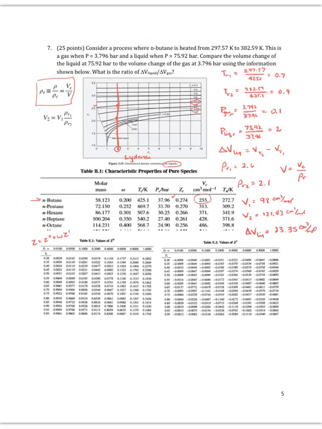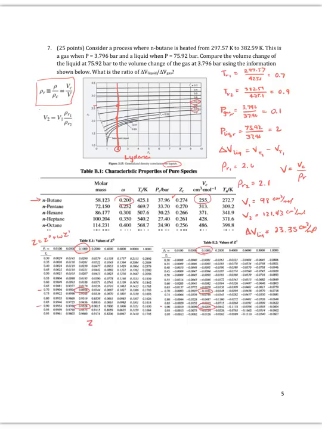Now for my gas, I'm going to use the generalized charts down here, and my gas pressure is 0.1, and T is going from, in this case, 0.7 to 0.9, and so I have my Z0 values here, and from this table, my Z1 values here, and omega is equal to 0.2.